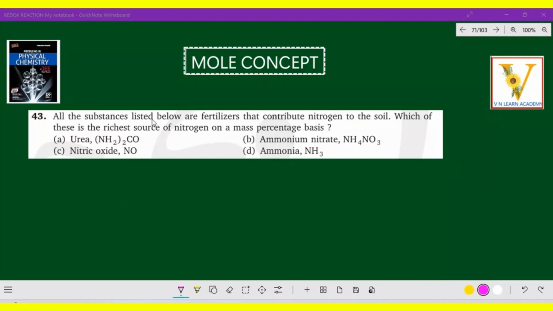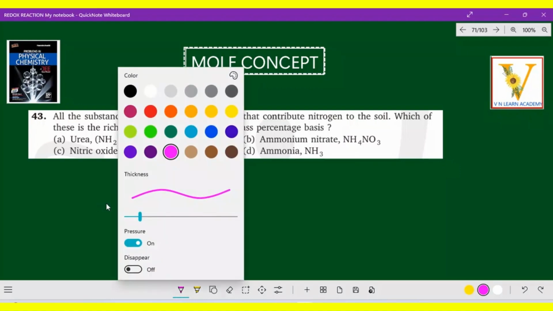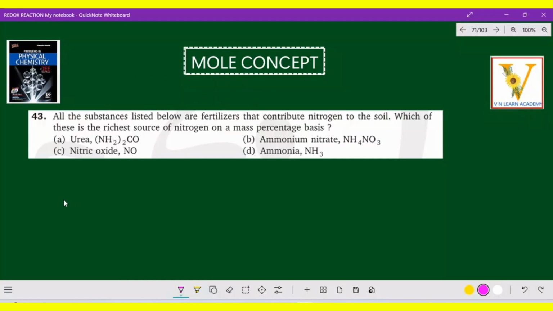The next question: all the substances listed below are fertilizers that contribute nitrogen to the soil. Which of these is the richest source of nitrogen on a mass percentage basis? Now, at this point, we are going to calculate the mass percentage. So how do we calculate that mass percentage? Okay, now here, mass percentage.